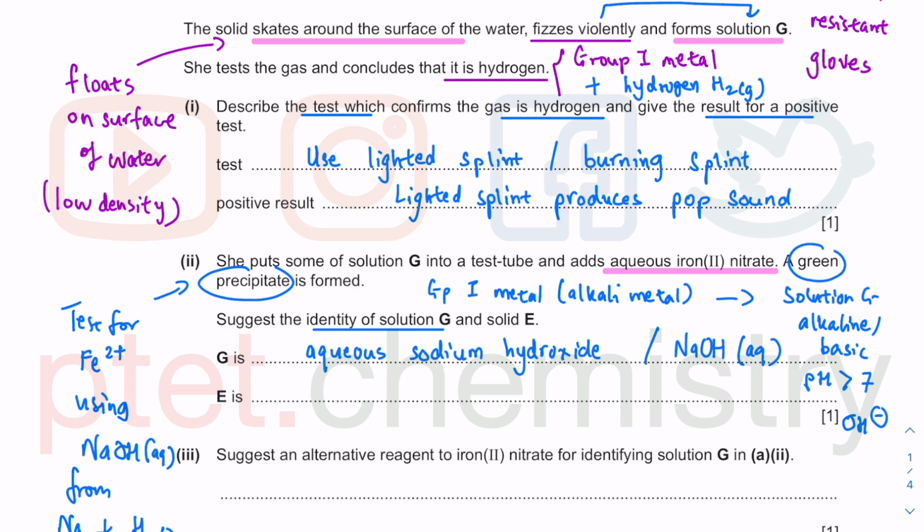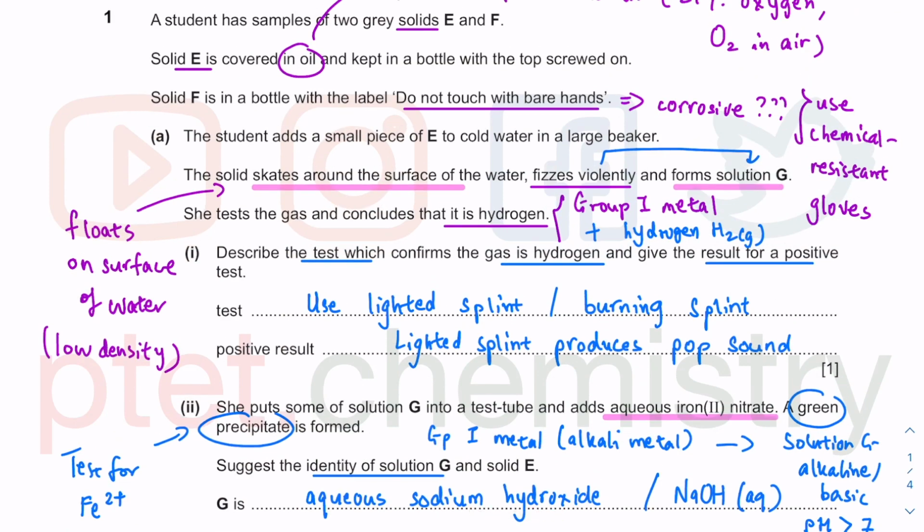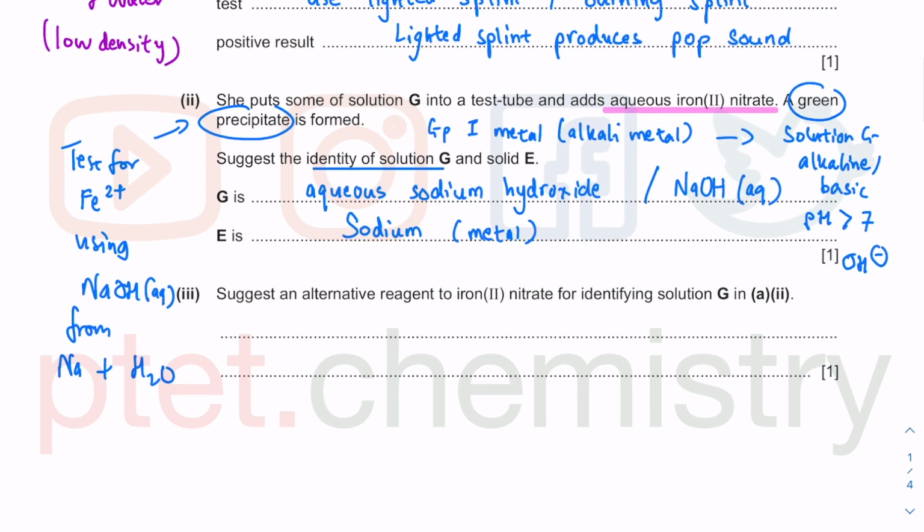Solid E, on the other hand, will have come from the hydroxide, that is the group 1 metal. Since we have sodium hydroxide, we must have the sodium, and this is sodium metal. With or without the metal, it is perfectly fine there, because sodium is a solid metal, is an element from the periodic table.